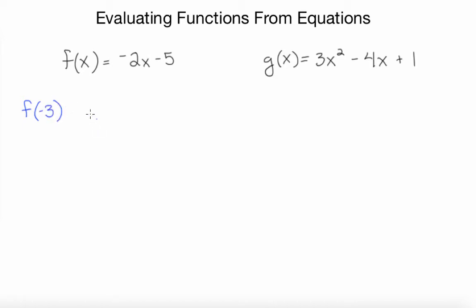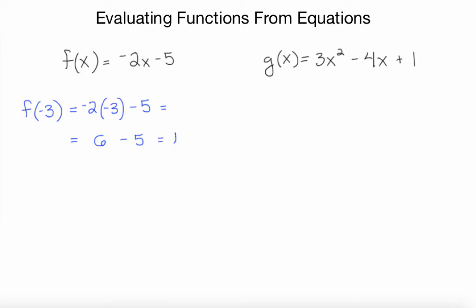Okay, so if we were asked to take f of negative 3, here's what we would do. That's saying make my x value negative 3. So I'm going to say, okay, negative 2 times negative 3. I'm going to substitute negative 3 in for x, minus 5. I'm going to make my x value negative 3 and see what output value I get back. Well, negative 2 times negative 3 is going to equal positive 6. A negative times a negative is a positive. I still have my minus 5, and 6 minus 5 gives me an output value of 1.